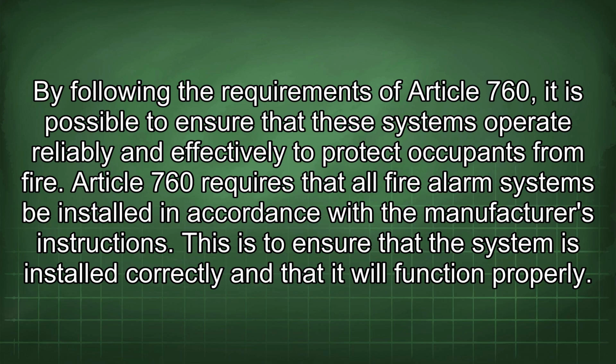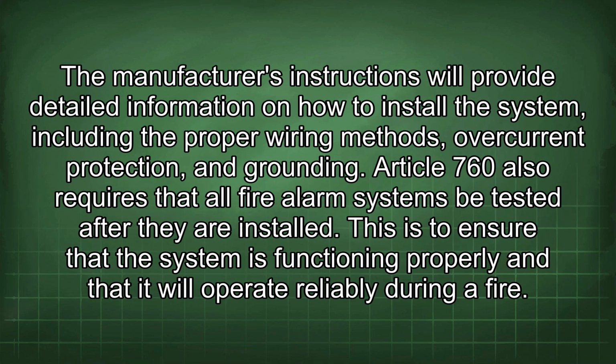Article 760 requires that all fire alarm systems be installed in accordance with the manufacturer's instructions. This is to ensure that the system is installed correctly and that it will function properly. The manufacturer's instructions will provide detailed information on how to install the system, including the proper wiring methods, overcurrent protection, and grounding.